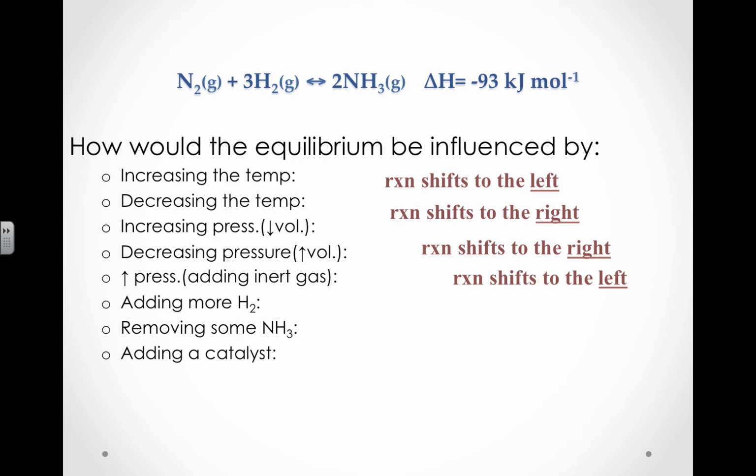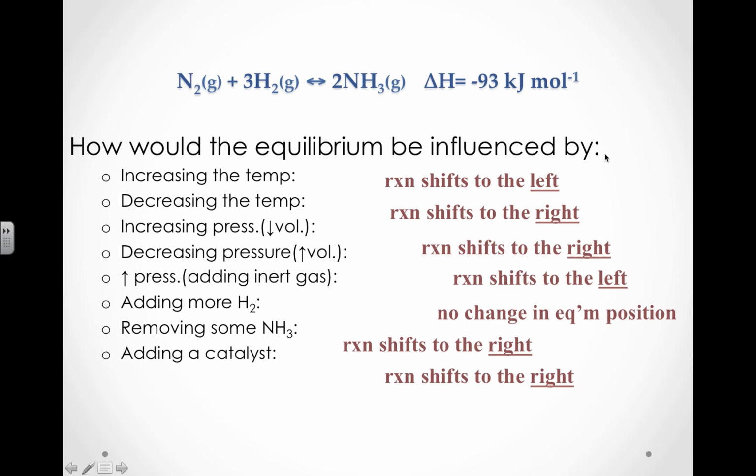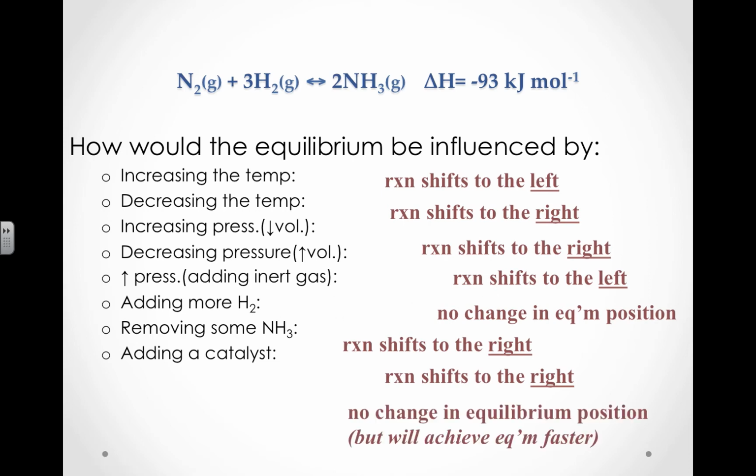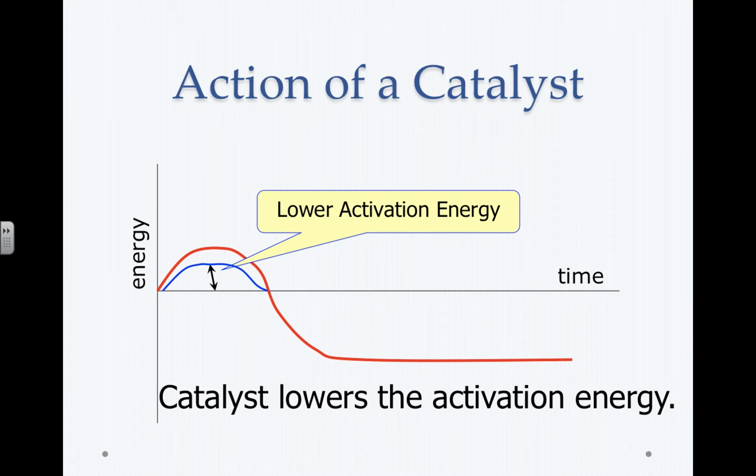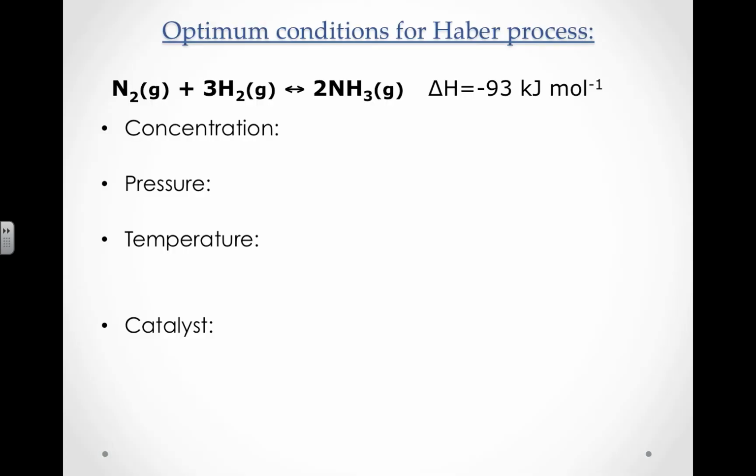Okay, well, what happens if we add some more hydrogen? Well, that would shift it towards the right, so that would be good. Adding a catalyst, though, will not change the equilibrium position. Okay, so again, a catalyst will lower the activation energy, but it changes it for the forward and the reverse reaction, so it really doesn't change the position of equilibrium.